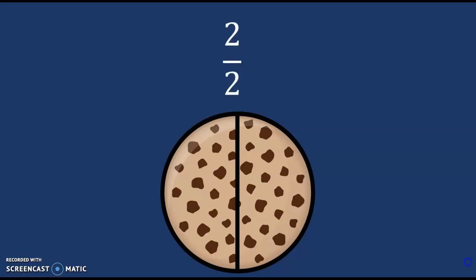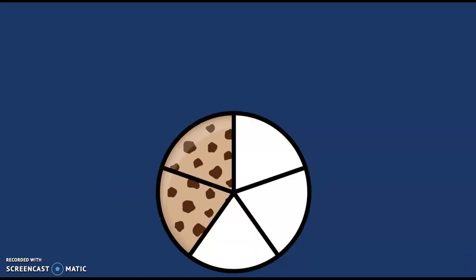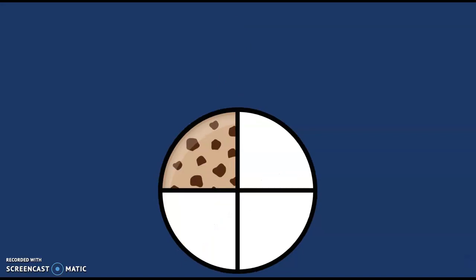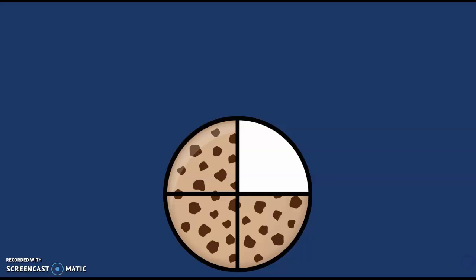2 halves, also known as 1 whole. 2/5. 1/4. There is one piece out of 4 still there. 1 whole. 3/4. There are 3 pieces of cookie out of 4 left.